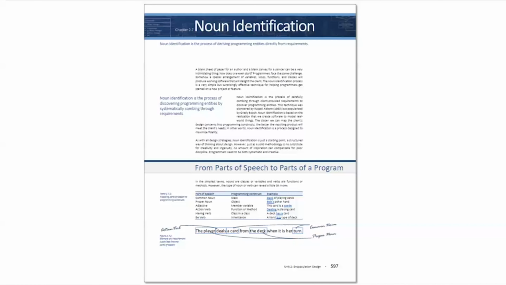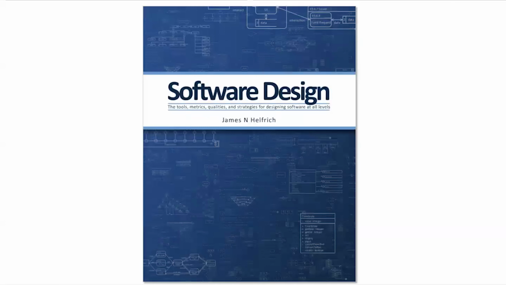Now we can learn more about the noun identification process in the noun identification chapter of the software design textbook.